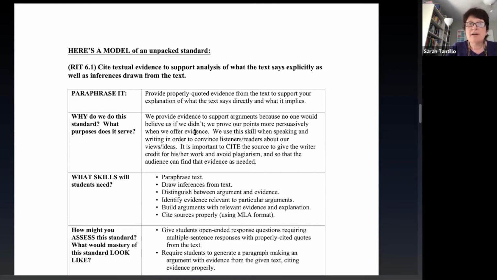So as you can see here, my rationale was that we provide evidence to support arguments because no one would believe us if we didn't. That's one key piece of this standard, and so on. So think about the why in a kind of general way. If you were thinking about the main idea standard, which is also getting into summarizing, you might think of one reason we summarize is so that we don't lose friends. What do I mean by that?